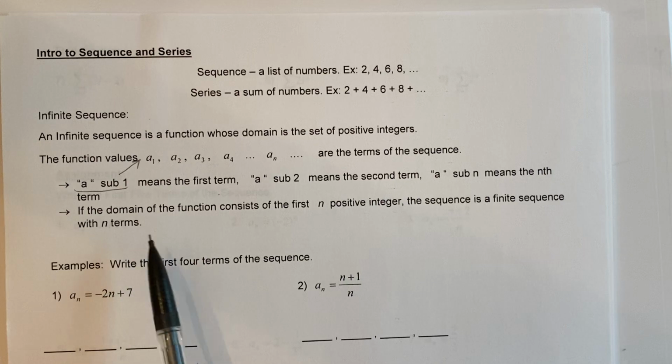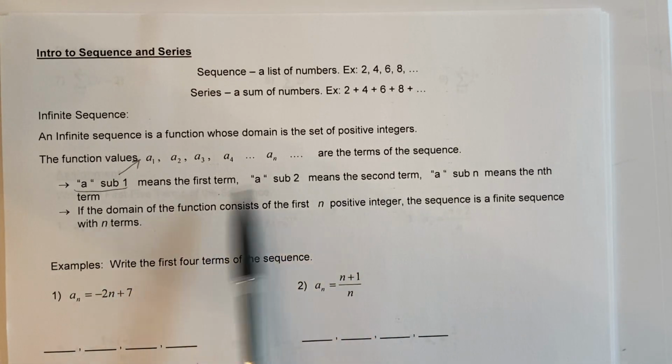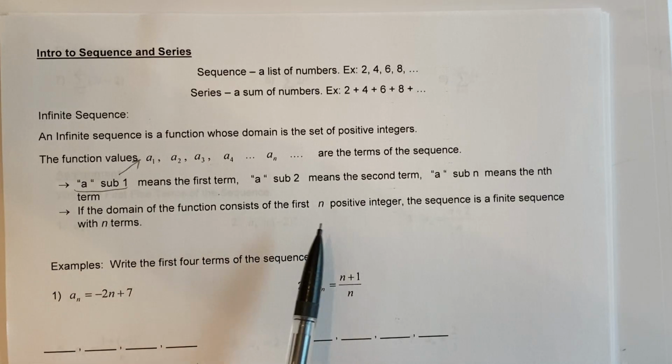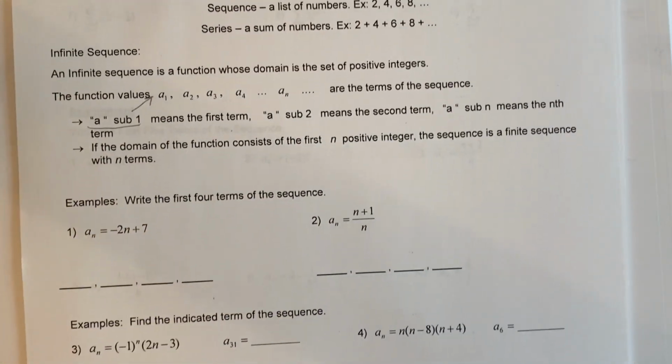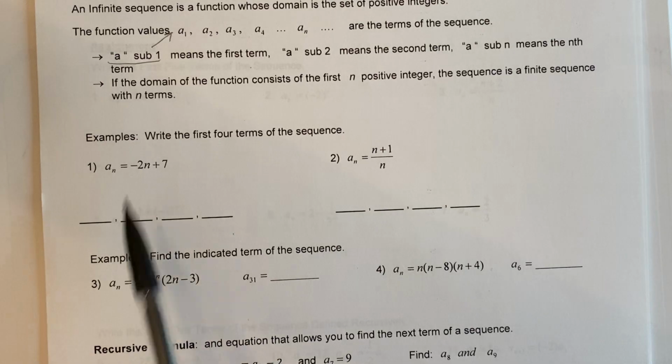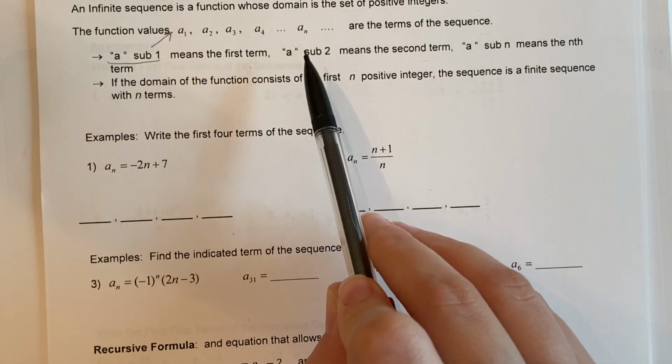If the domain of the function consists of the first n positive integers, the sequence is a finite sequence with n terms. So if you're saying you want to add together the first 5 terms, that means n is 5. So it does have a certain number of terms. But moving on. So we have this formula here. Remember, n is the number in the sequence.